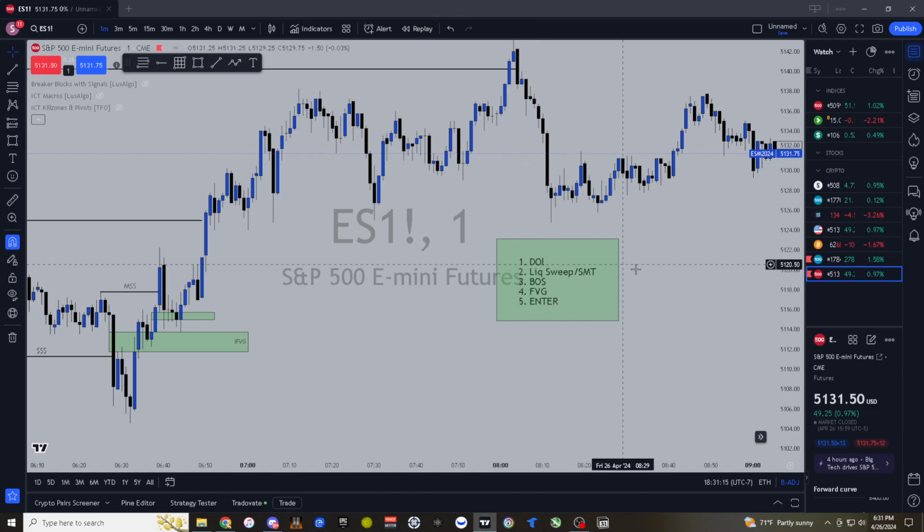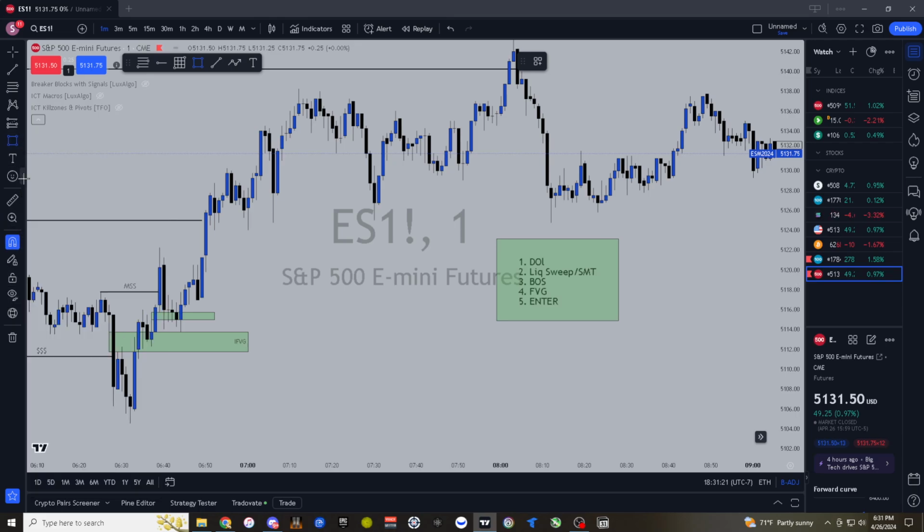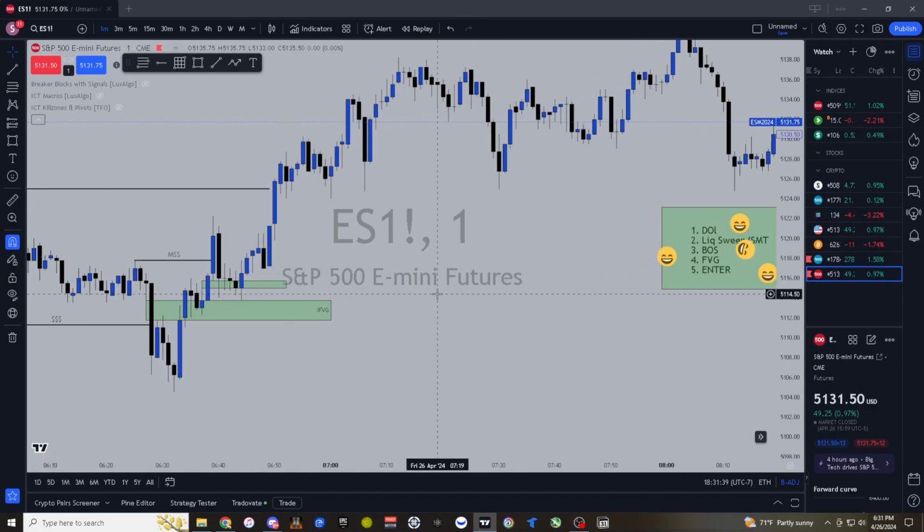If this is checked, check it. Here's your check mark. Where's our little shapes? Here. Check mark. Here, check. Drawn liquidity, check. Liquidity sweep, check. Breaker structure, check. Fair value gap, check. Enter, check. Let's check this off for the trade of today.